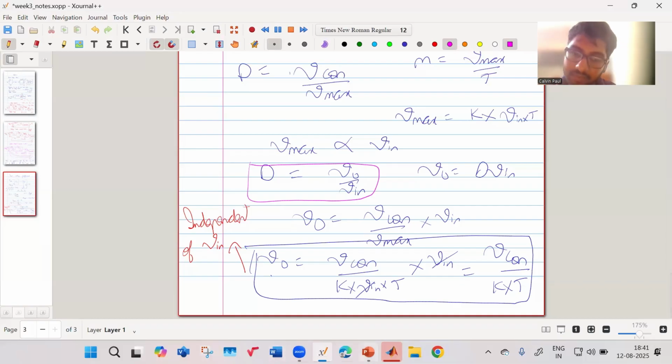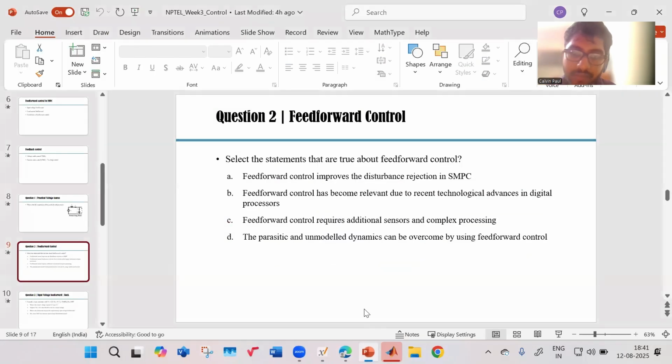Okay, that is why over here it's asked: feed forward control requires additional sensors. It is true, you need to sense your input voltage, you need to sense your load current, or you need to estimate it. Okay, so it becomes a bit more complicated. Next: the parasitic and unmodeled dynamics can be overcome by using feed forward control. Feed forward control cannot eliminate the effect of parasitics.